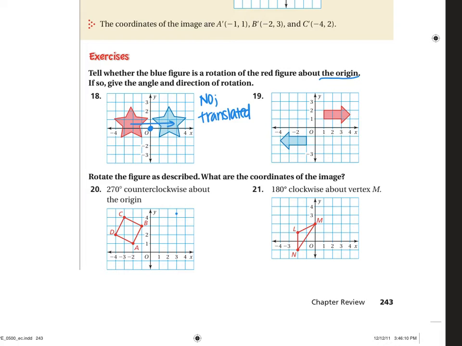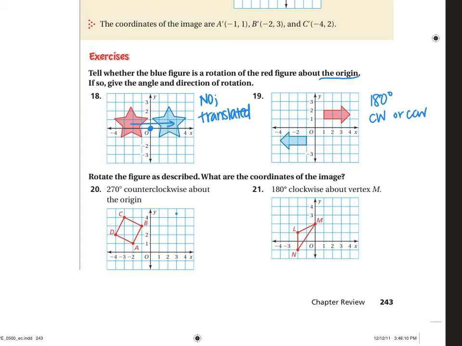So I put no, this is not, because it was translated, not rotated. And then for the second one, I am going to see if it's a rotation, and when I look at it, it looks like a rotation because it's going to be on the opposite side, so it's going to be 180 degrees, and either clockwise or counterclockwise.